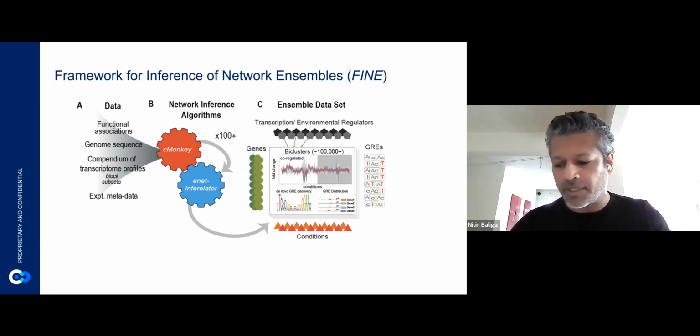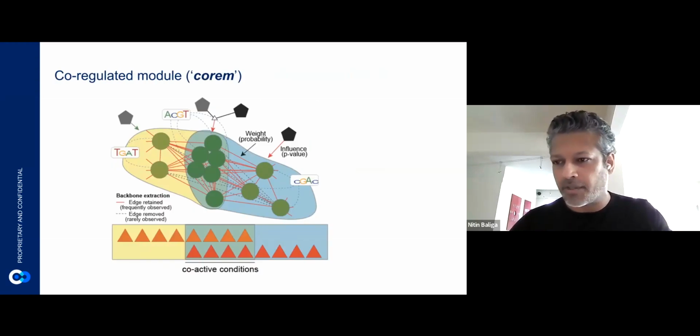This is the foundation on which we have a much better definition of a module, which we now call a co-regulated module or conditionally co-regulated module. It essentially is a module of genes that have evidence of being co-regulated in a defined set of environmental conditions by some defined factors, transcriptional and environmental factors, through specifically genomically located regulatory motifs, which we call gene regulatory elements. And I'll expound on that a little bit more.